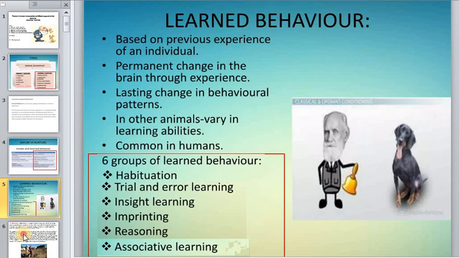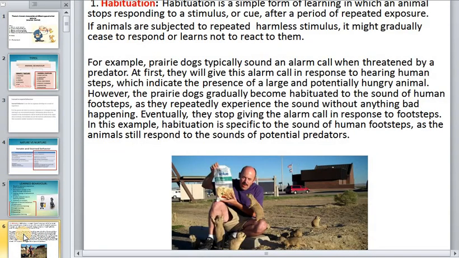We will start from habituation. What is this? Habituation is a simple form of learning, very simple, in which an animal stops responding to a stimulus or cue after a period of repeated exposure. If animals are subjected to a repeated harmless stimulus, it might gradually cease to respond or learns not to react to them.